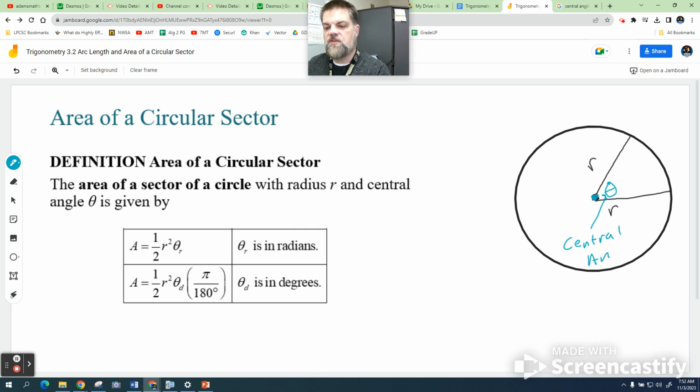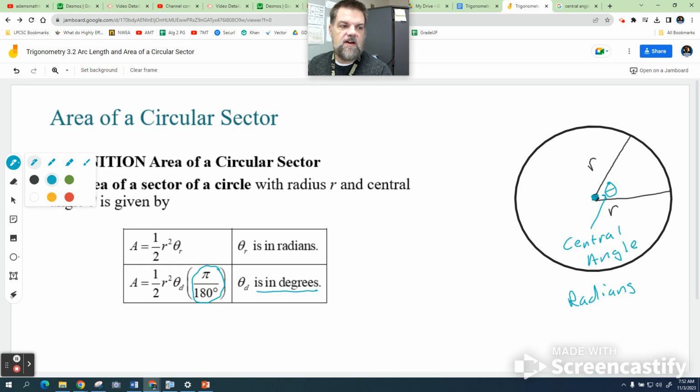And the preference for central angles is to be in radians. Now they'll give it to you in degrees, and as you can see here, when it's in degrees, we just end up converting it anyways to radians. So we want that to be in radians. If they give it to you in degrees, you do the conversion. But today, what we're going to talk about is the area. So the area of a sector.